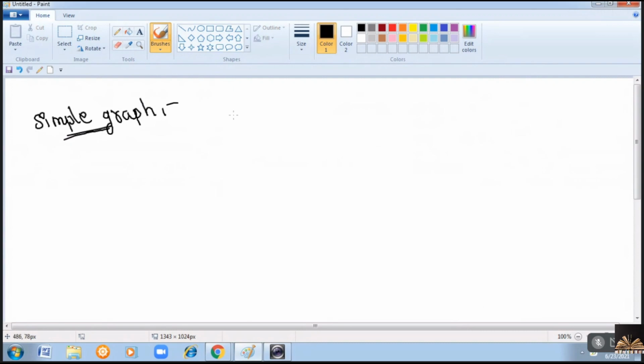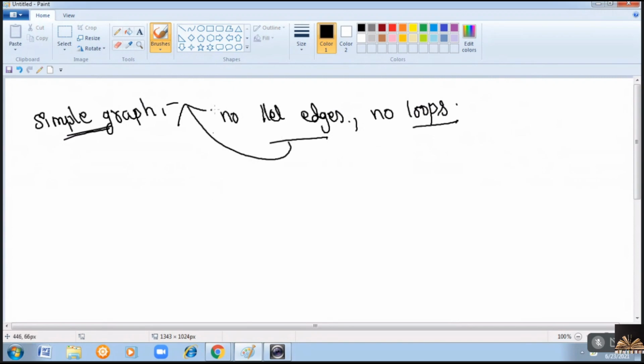A simple graph is one which does not have any parallel edges and should not contain loops. If there are no parallel edges and loops, we call it a simple graph. A graph with no loops and parallel edges is known as a simple graph.